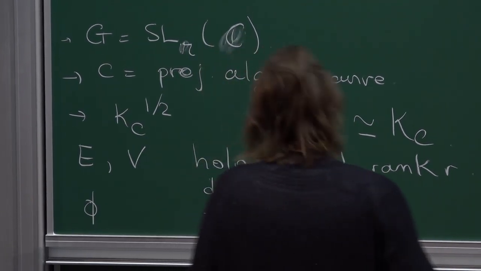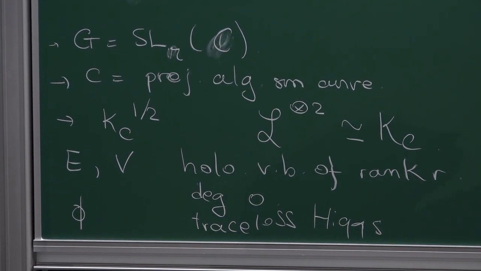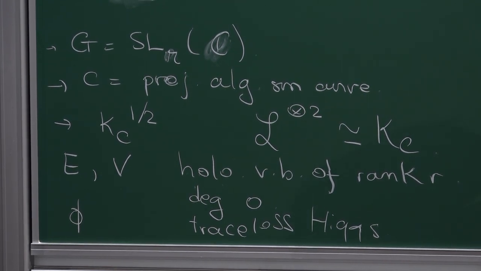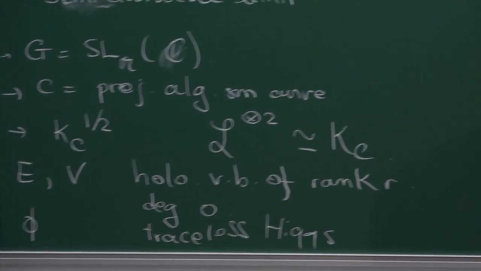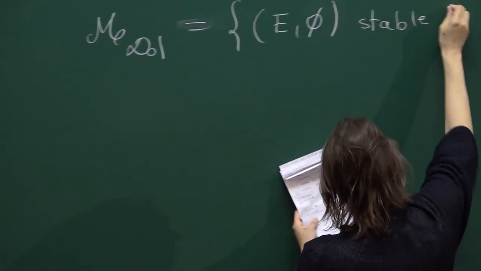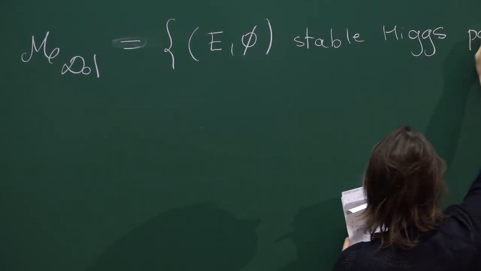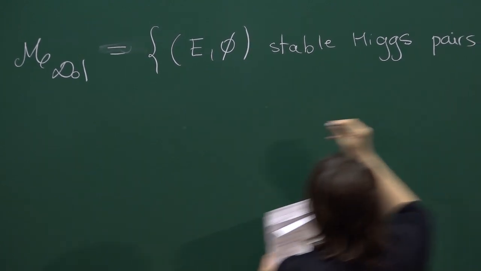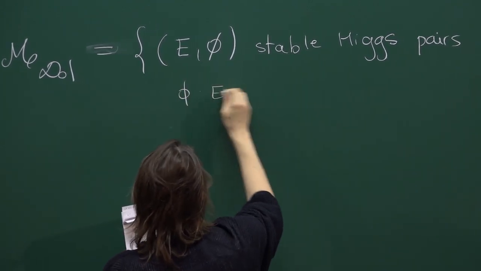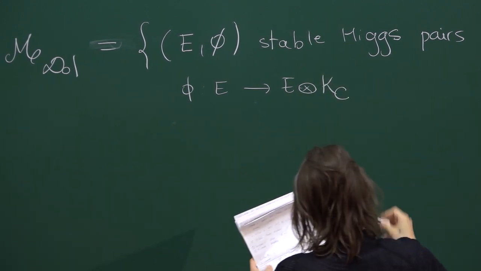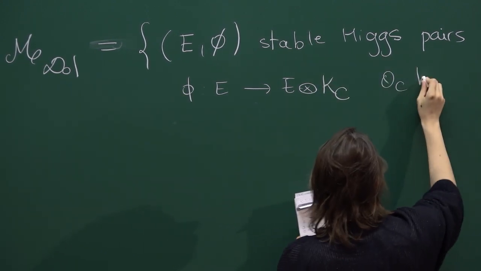Let me briefly mention these two moduli spaces. On one side, we have the Dolbeault moduli space, consisting of stable Higgs pairs. And phi is a map from E to E tensor K_C, canonical. That is an O_C homomorphism.